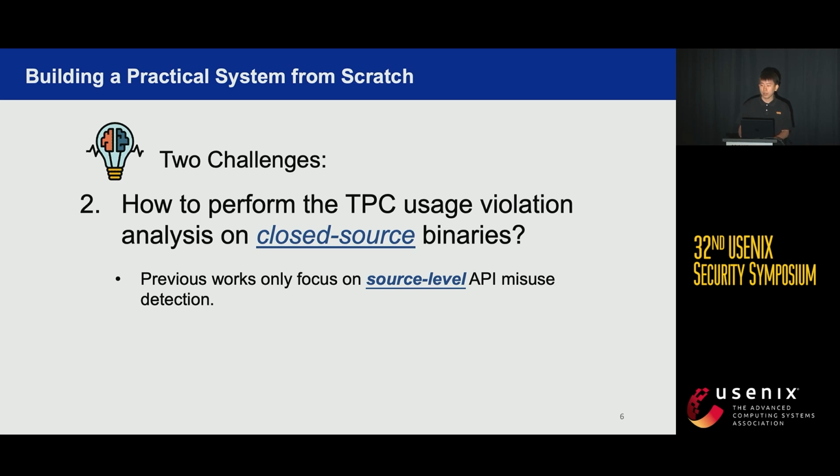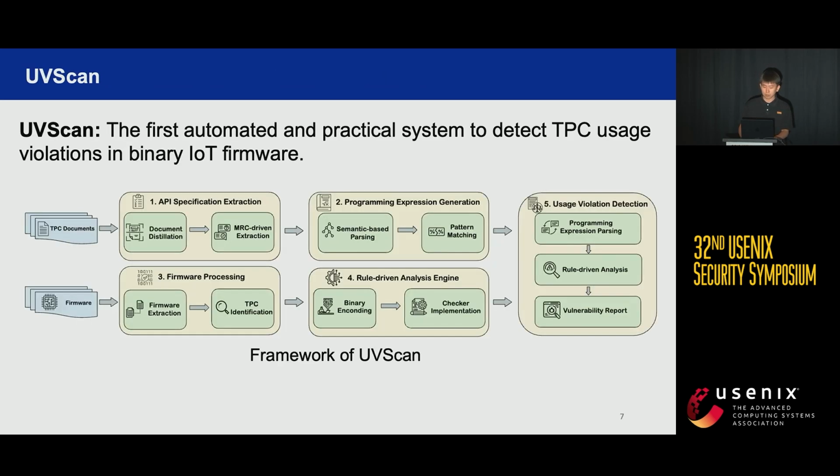As we all know, binaries lose much information compared with the source code. And we find previous work only focuses on source-level API misuse detection, which means we cannot directly apply their works to our task, and this brings more challenges to our task.